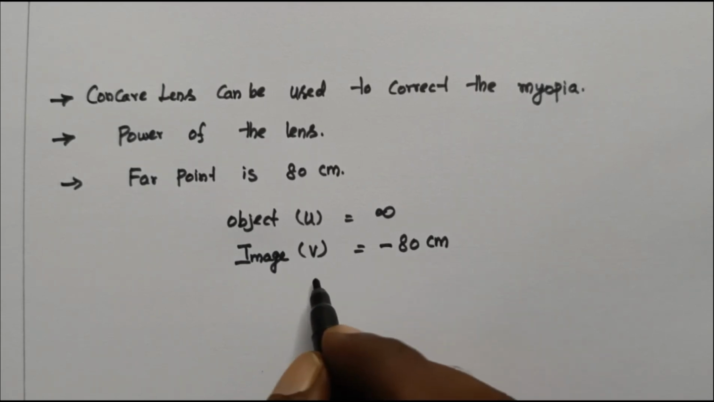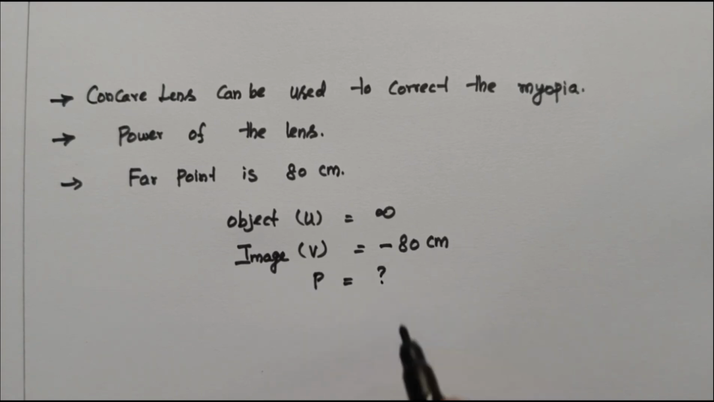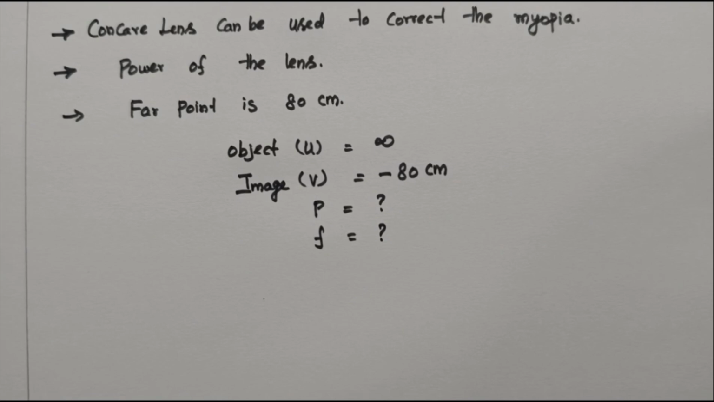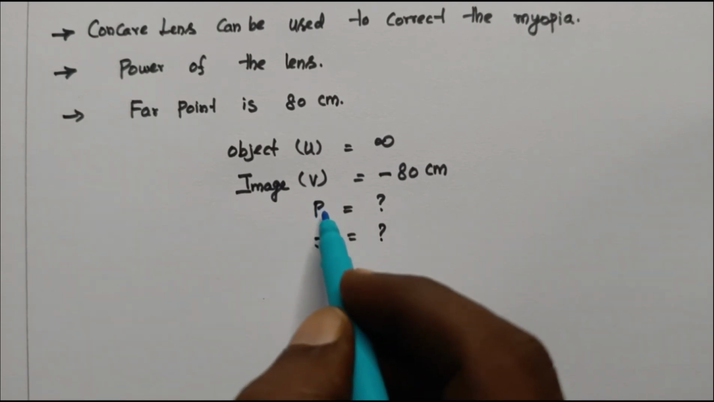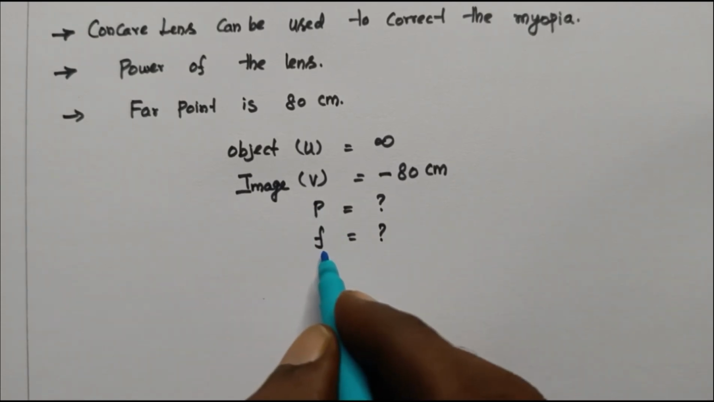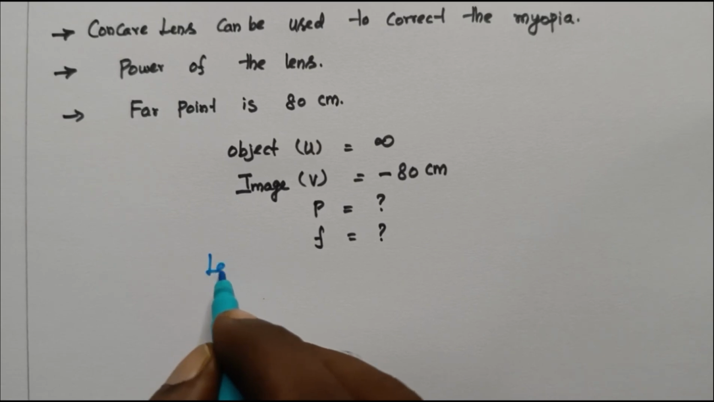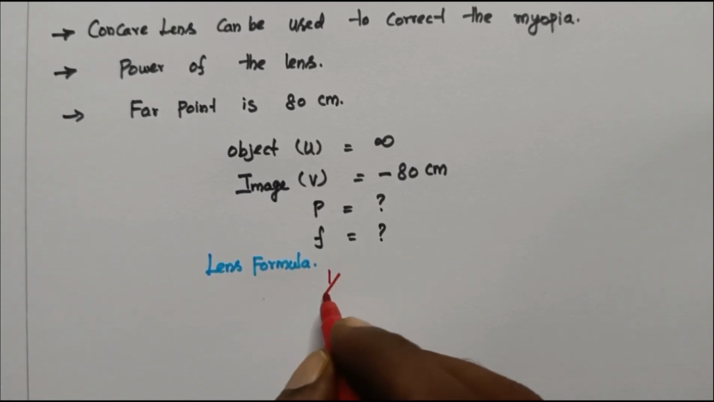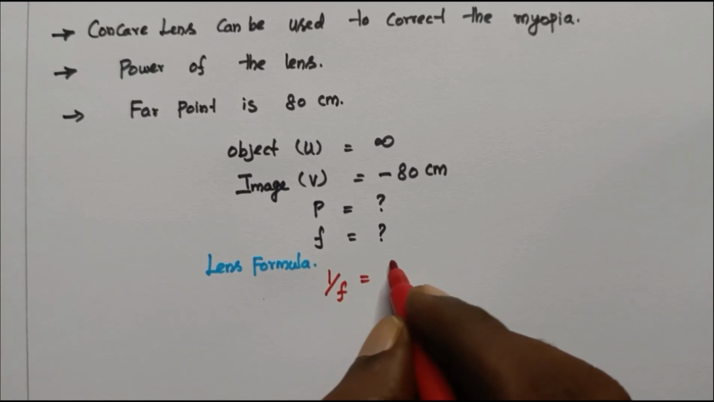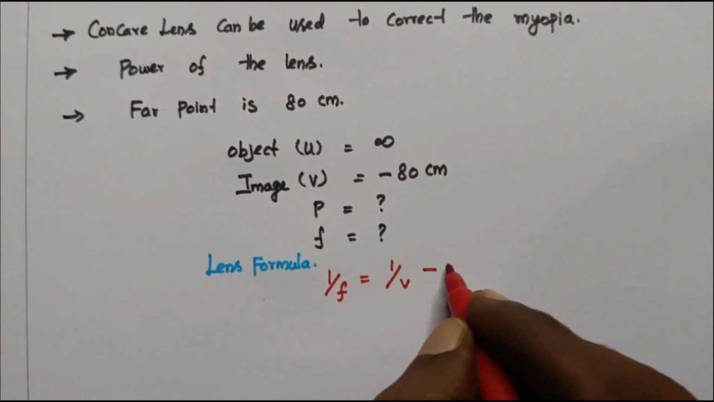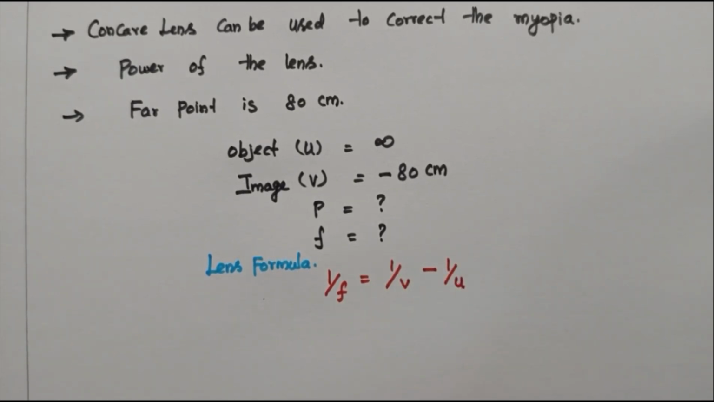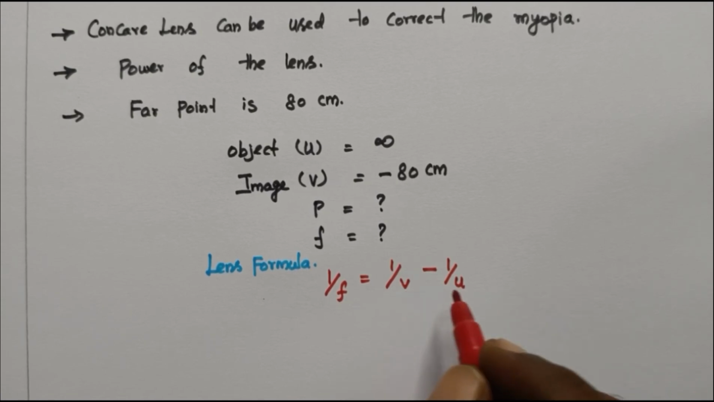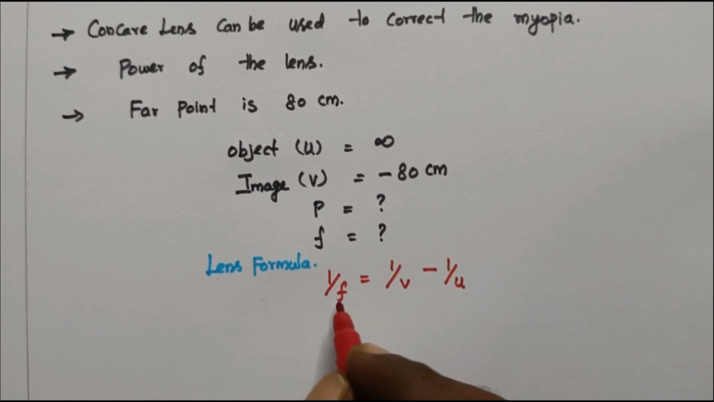What we have to find? We have to find the power. So first let us find the focal length. If we know the focal length, then we can find the power. To find the focal length, we can use the lens formula. The lens formula is 1 by f is equal to 1 by v minus 1 by u. Here u is the object distance, v is the image distance. We know these two values. Therefore, we can find the value of f.